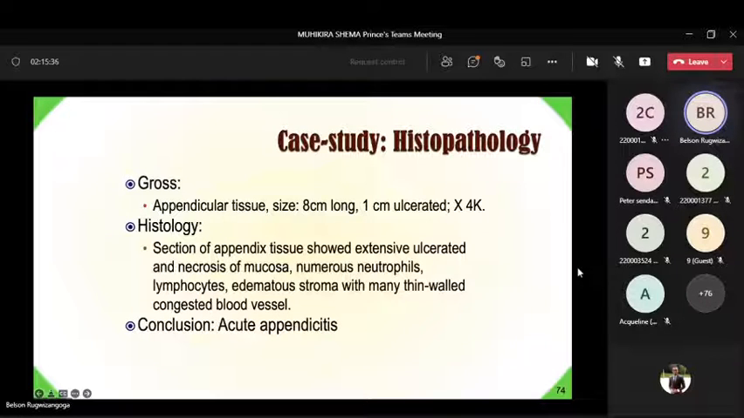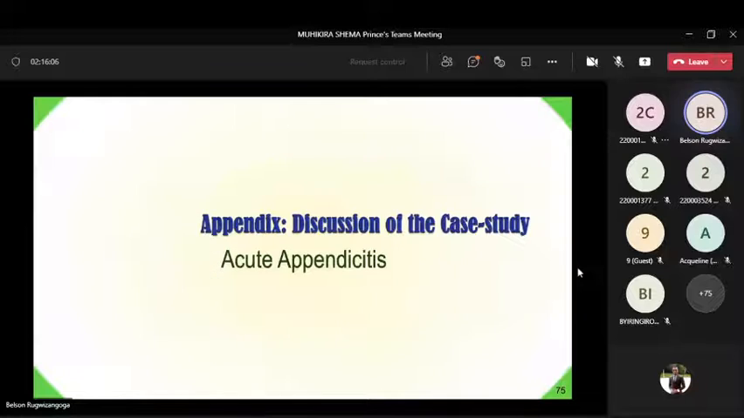Extensive ulceration and necrosis of the mucosa, numerous neutrophils, lymphocytes, edematous stroma with many thin-walled congested blood vessels. And the conclusion was acute appendicitis, which is the most common disease affecting the appendix. But of course, I said there are many other diseases, including cancers, and we have seen a number of cancers of the appendix in South Africa.